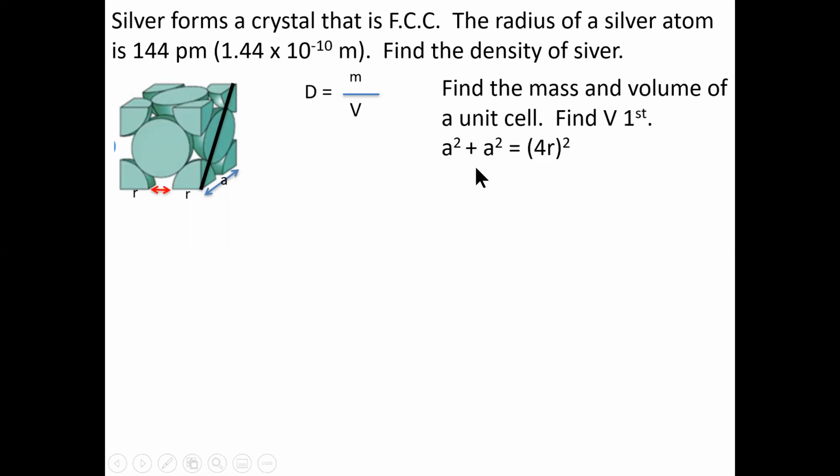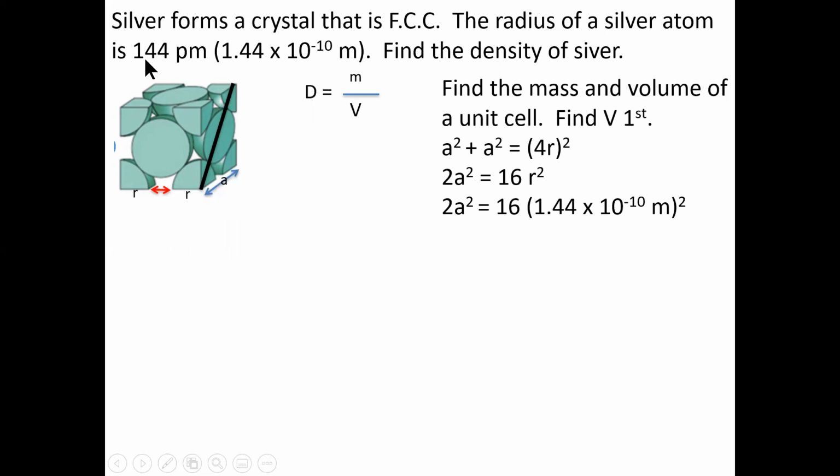is also A. So if we find the volume first, we know A squared plus A squared equals 4R squared, because 4R is this distance here. A is this distance here. There's A, there's A. So we can solve. And again, we know the radius of the atom.